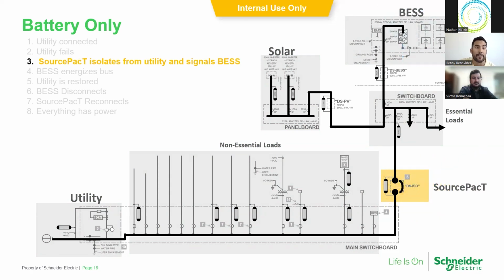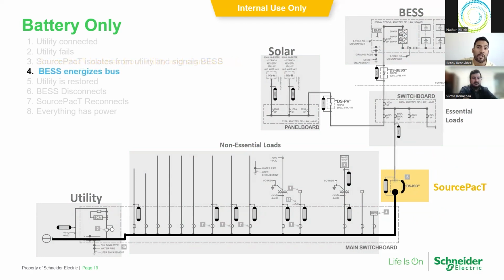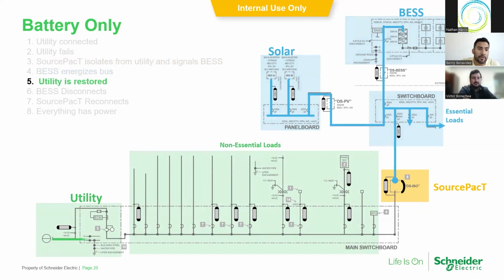You can perform an islanded condition, changing from grid tied to grid forming. That battery energy storage system will come online and energize that switchboard. At the same time, the solar system, which is dependent on an anchor resource, will come online as well. And now you're providing backup power to those essential loads in a very simplified fashion without a complex microgrid controller to do so. Now, when utility is restored, SourcePack will remain isolated.